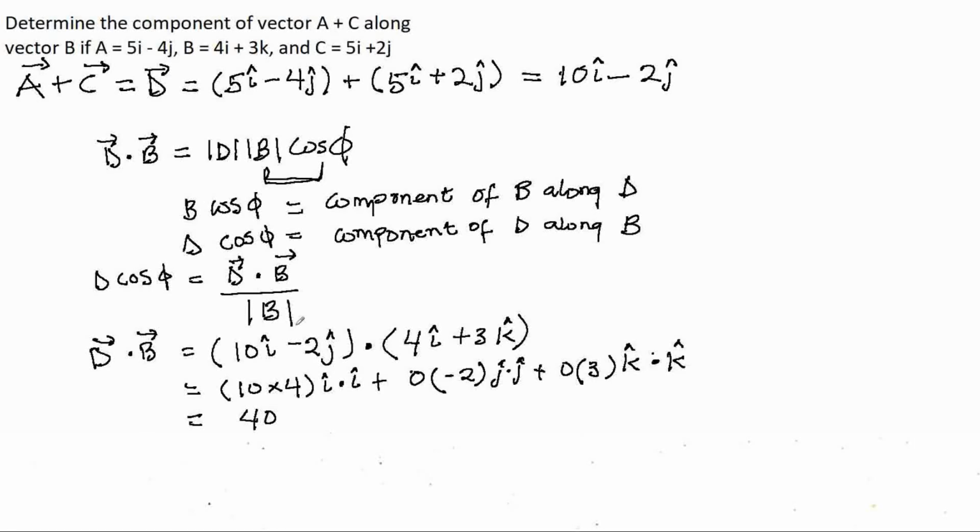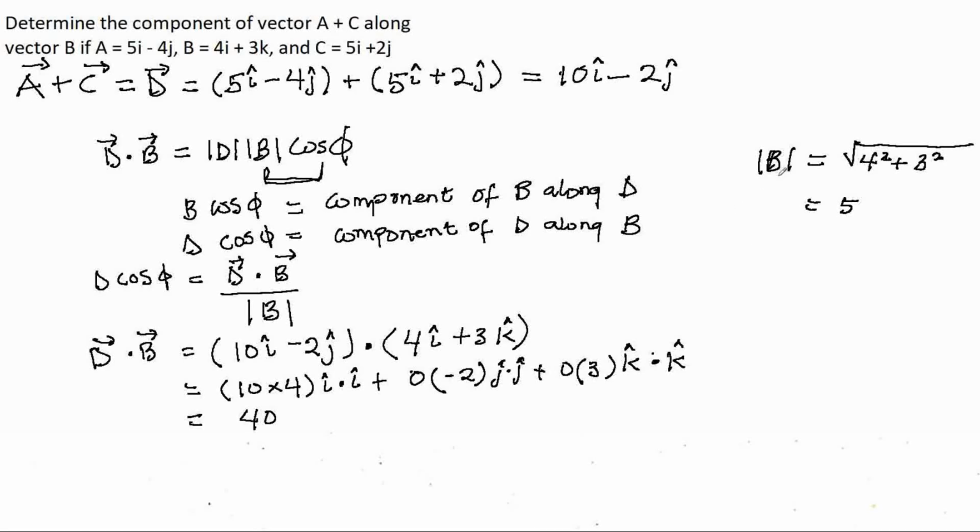Now the next thing we want to do is to calculate the magnitude of B. The magnitude of the vector B is equal to the square root of 4 squared plus 3 squared. So the magnitude of B is equal to 5.